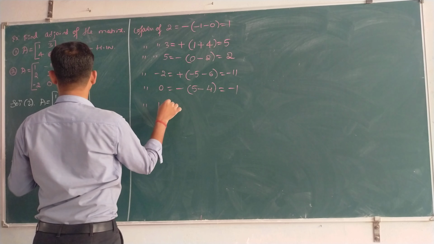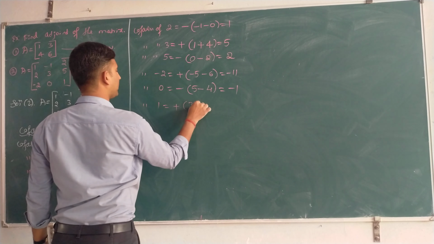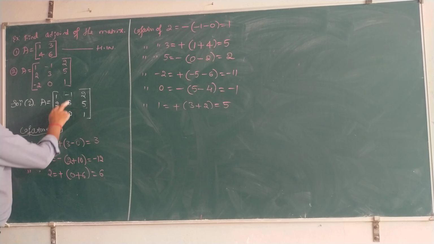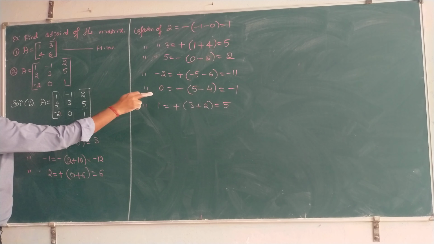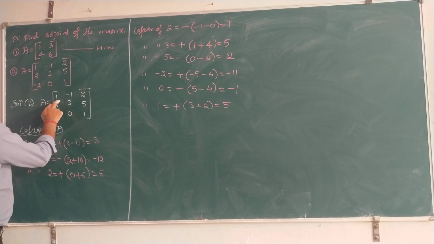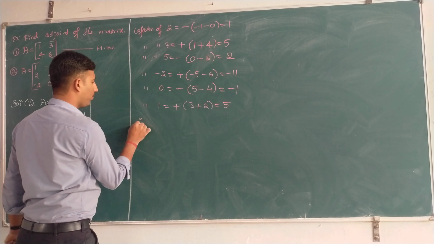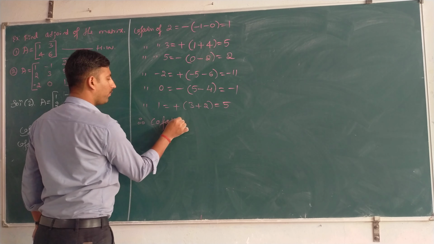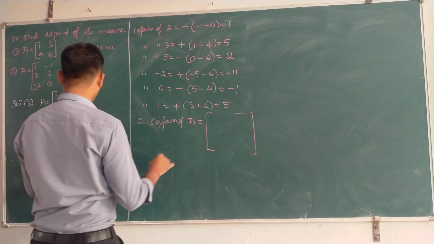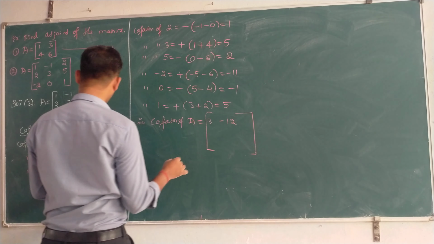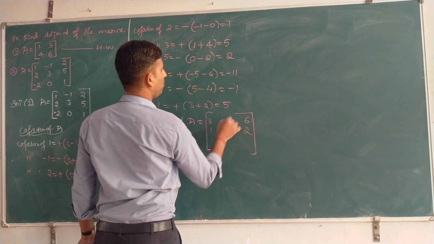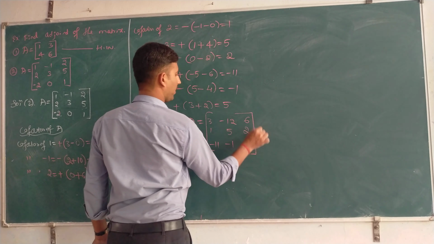Cofactor of 1, plus 3 plus 2, which is equal to 5. Correct? Cofactor of 0 means this is 5 into 1, 5 minus 4, 5 minus 4 is 1, minus 1. Cofactor of 1 is 3 into 1, 3 minus 1 plus 2 5. Therefore, cofactor of capital A is nothing but, writing the elements order wise, 3 minus 12 6, 1 5 2, minus 11 minus 1 5.